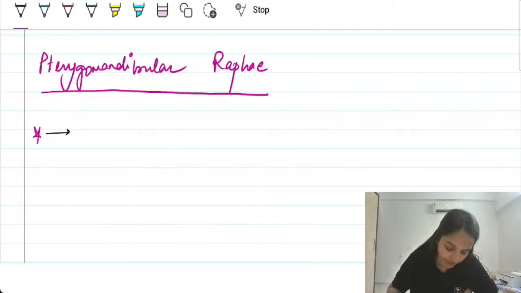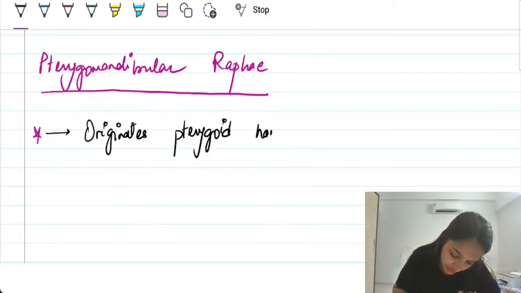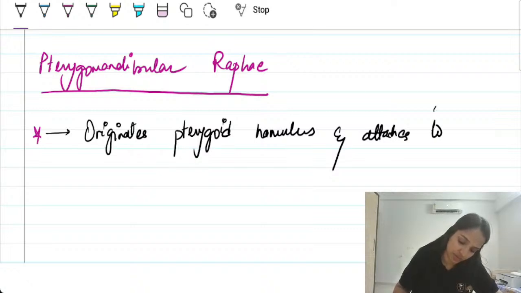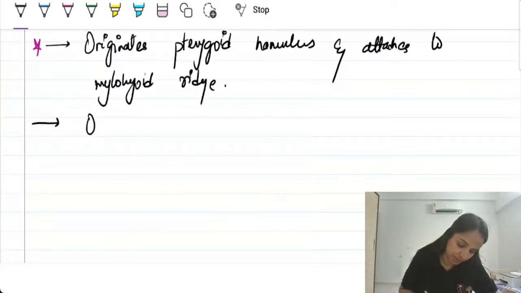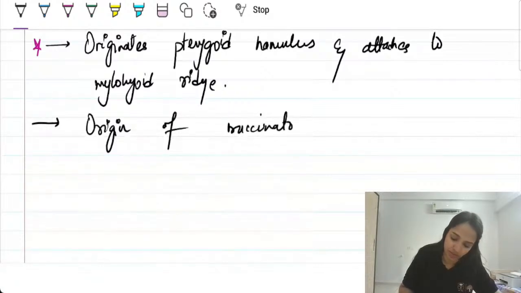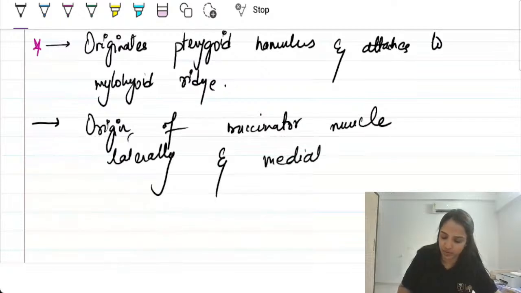So, coming to the pterygomandibular raphe, it originates from the pterygoid hamulus that I showed you a few minutes back and attaches to the mylohyoid ridge, or the distal part of the mylohyoid ridge. This is partly the origin of the buccinator muscle laterally and the superior constrictor medially.